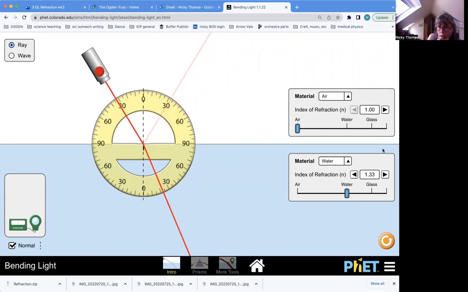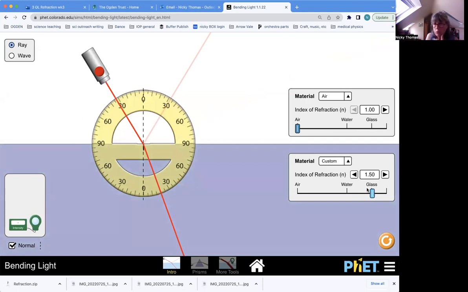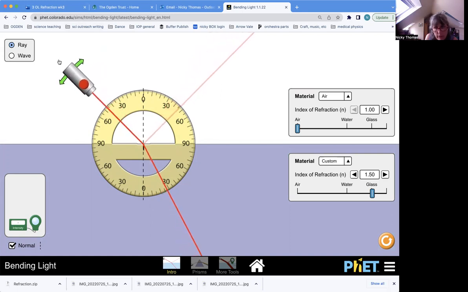I can change the material. So at the moment I've got water. I can change to using glass, for example. And if I use glass, my refractive index is 1.5. And you can see that I've got a smaller angle of refraction.